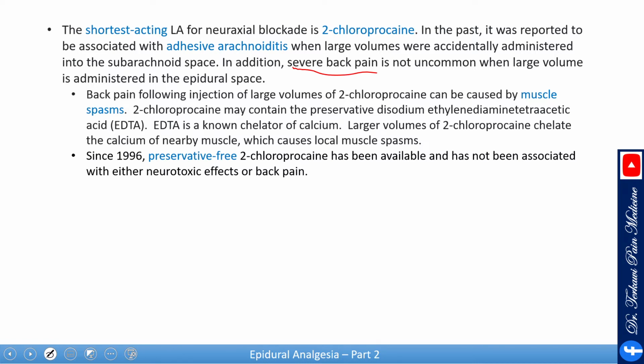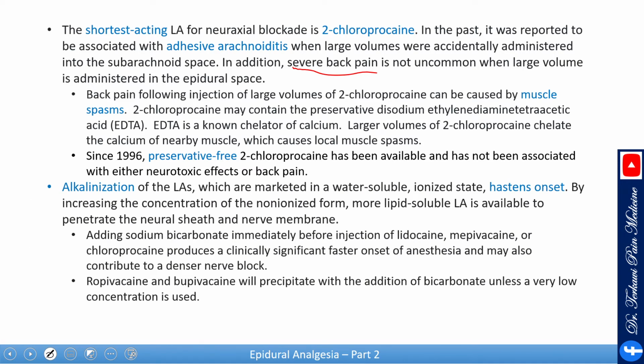Therefore, in 1996, preservative-free 2-chloroprocaine became available and has not been associated with either neurotoxic effect or back pain. So make sure you're using preservative-free 2-chloroprocaine when you are using it.